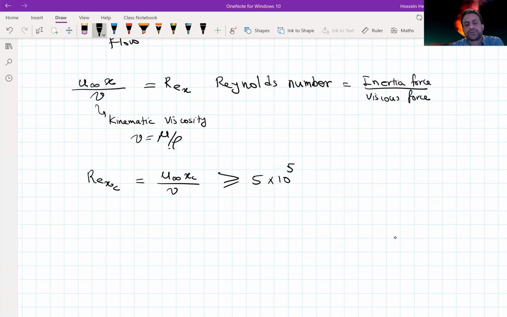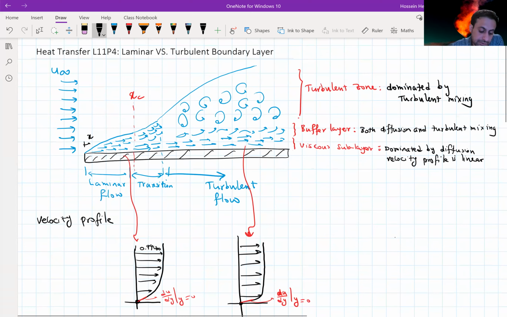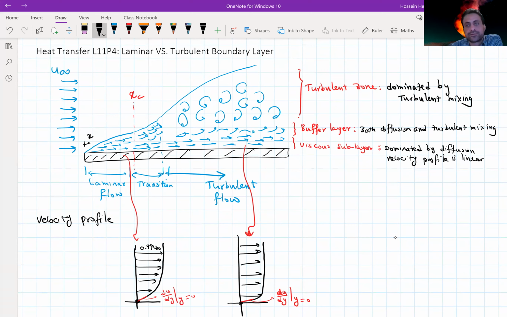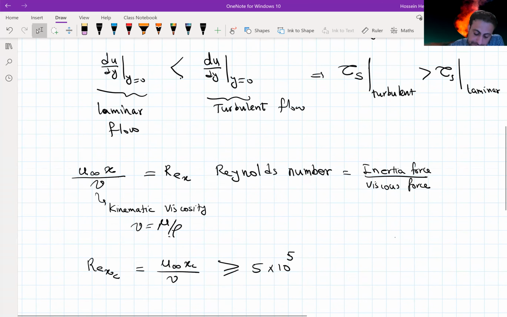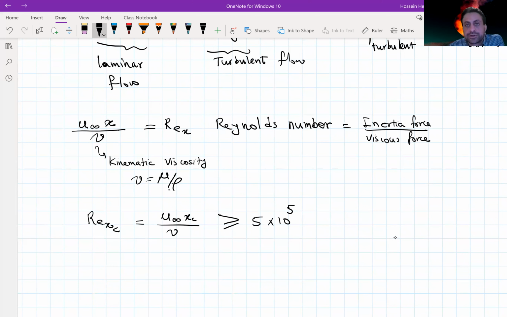Of course, the value varies, depending on the geometry and the condition of the flow that is entering. Not always it is uniform. It can bring some vortices or some irregularities in the flow. But the value that we are going to stick to for laminar versus turbulent for flow over a flat plate is 5 times 10 to the power 5.